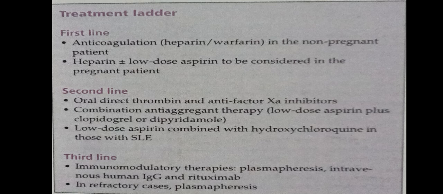Third line treatment options are immunomodulatory therapy, which includes plasmapheresis, intravenous human immunoglobulin, and rituximab. In refractory cases, plasmapheresis is indicated.